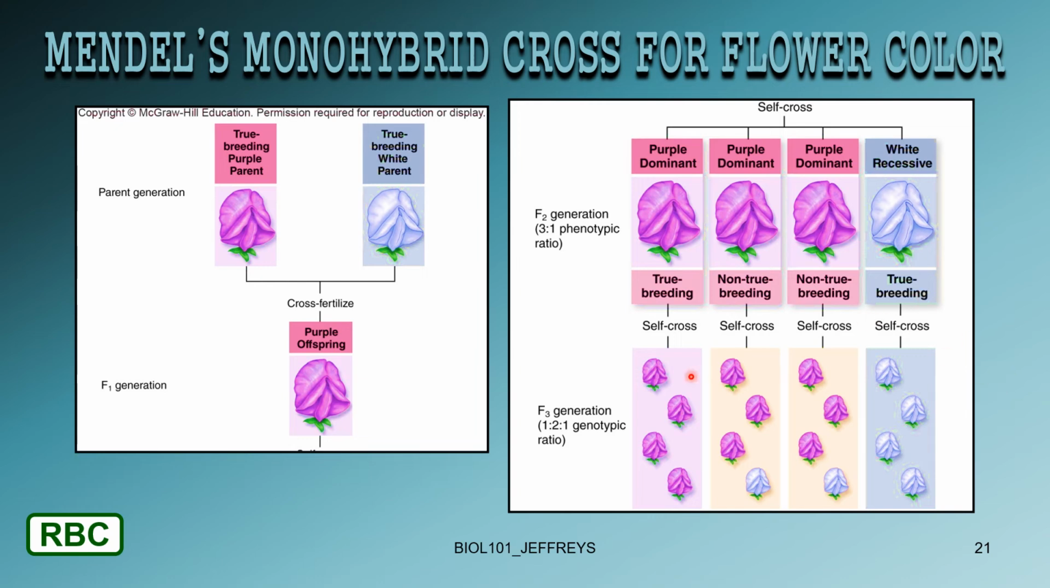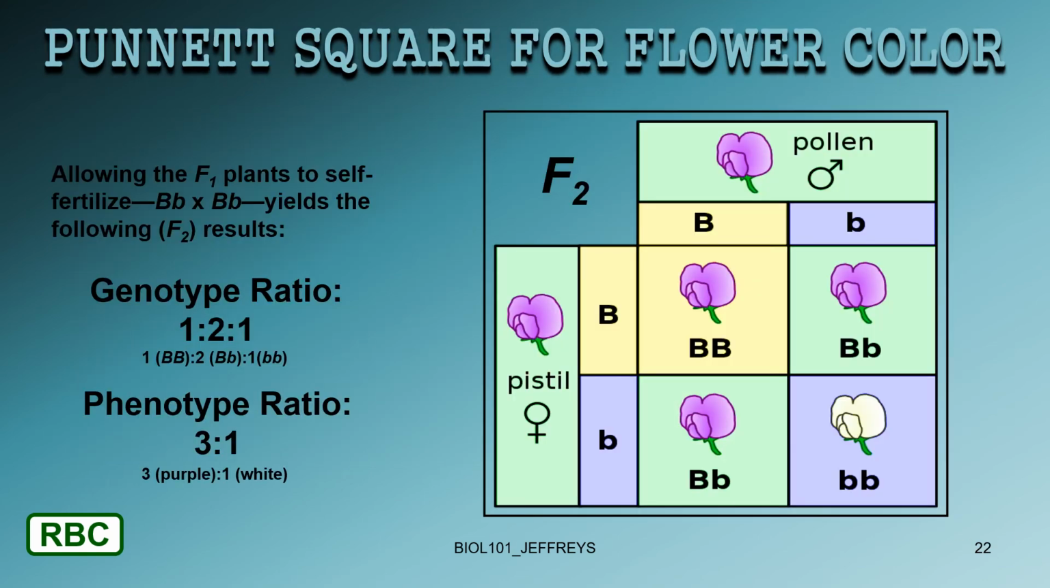But genotypically, you get 1 big P big P, 1 little p little p, and you get 2 heterozygotes. That's what is represented here. Okay, so it's a 3-to-1 phenotypic ratio, and it's a 1-2-1 genotypic ratio. And this is just another way of looking at it.